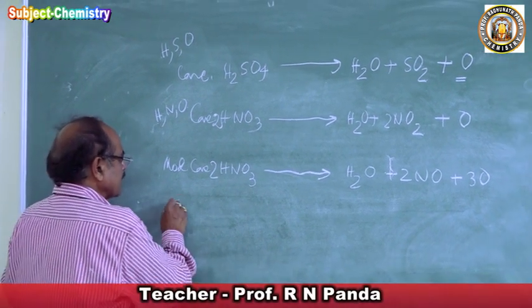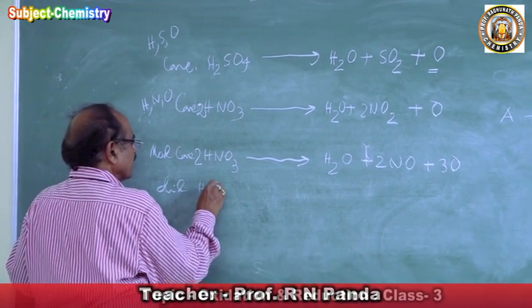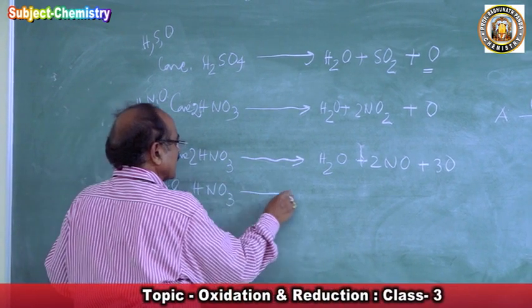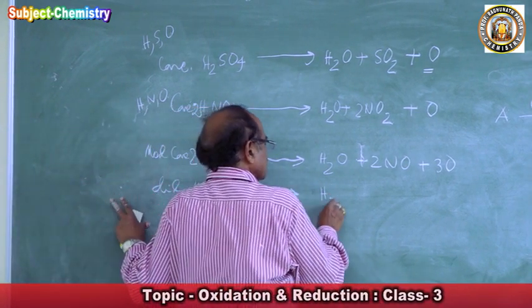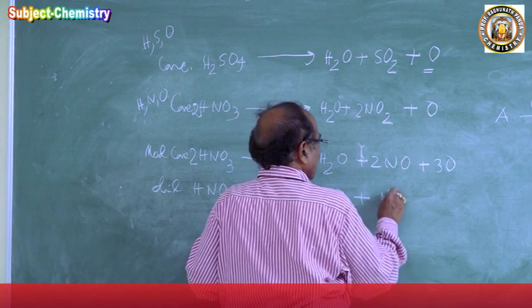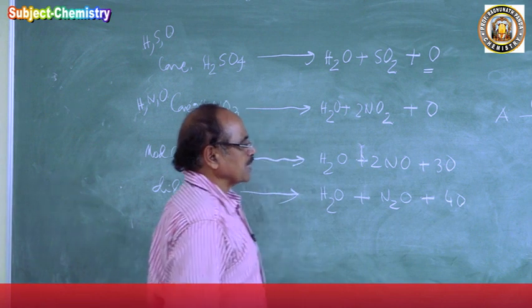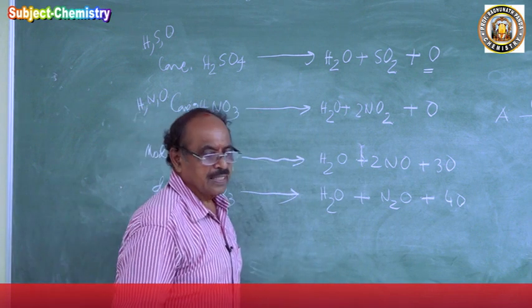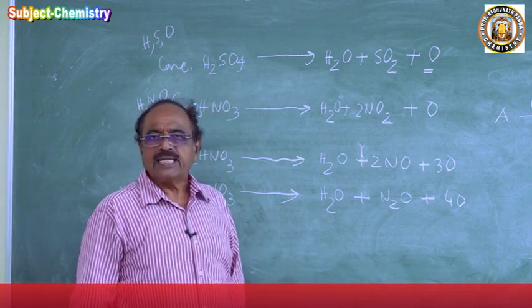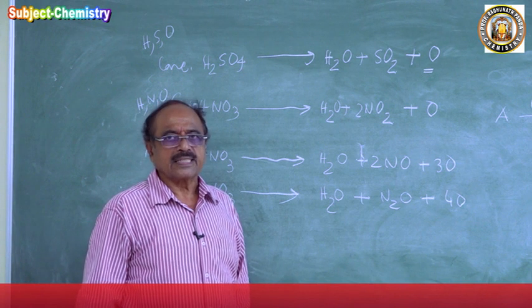And dilute nitric acid is also a very good oxidizing agent. So nitric acid in all concentrations is a very good oxidizing agent, and this forms N2O and 4O. So we will say that concentrated nitric acid, moderately concentrated nitric acid, and dilute nitric acid are very good oxidizing agents.